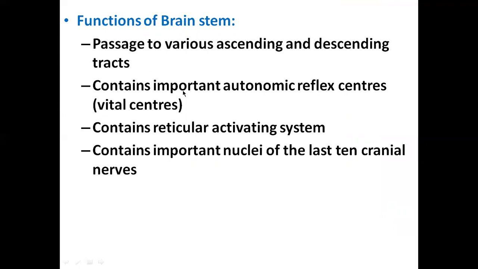Then it also contains important autonomic reflex centers, which are known as vital centers. So, which vital centers are present in the brainstem? There is a vital center for respiration, which controls the respiration. Then a vital center for the heart rate, which is the cardiovascular center. Then also a vital center for the blood pressure.